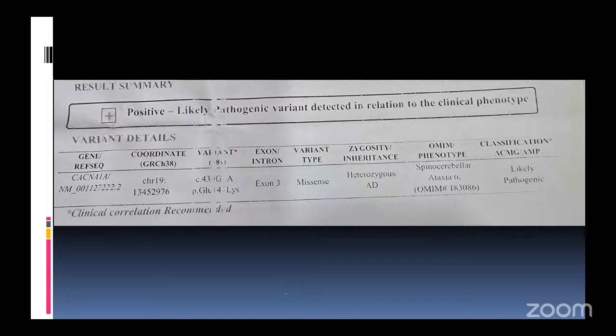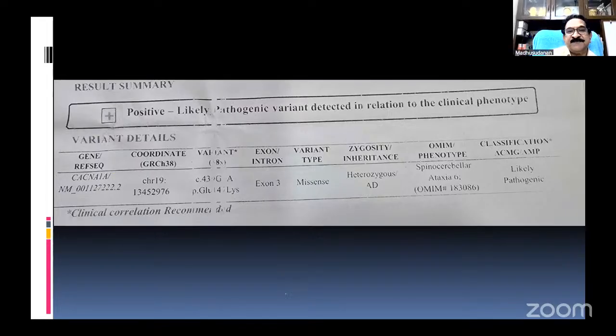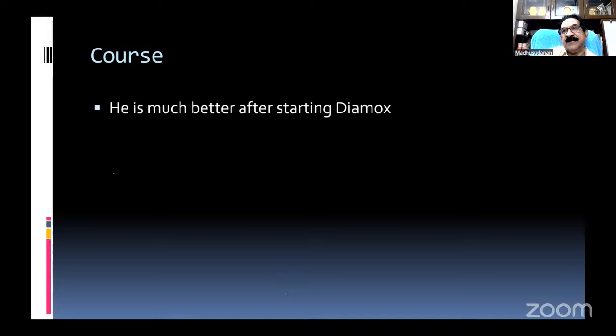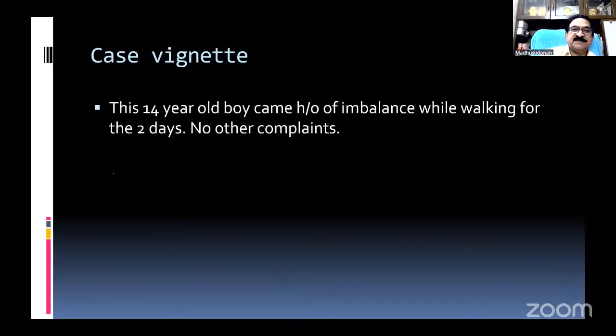Yeah, this is the calcium channel abnormality suggestive of episodic ataxia type 2. So this is an episodic ataxia. He's much better after starting Diamox. Now I'm going to show three cases with similar phenotype. These are all my own cases.